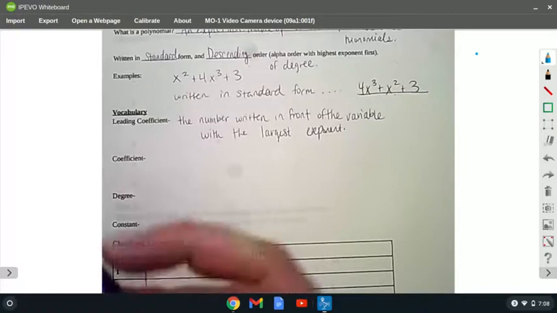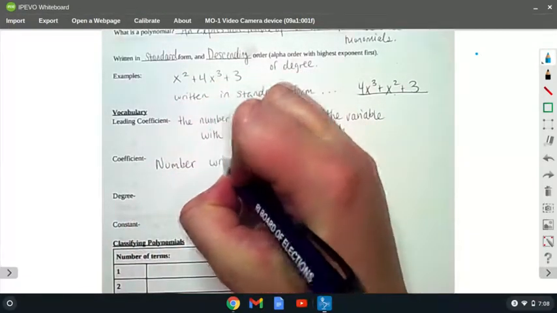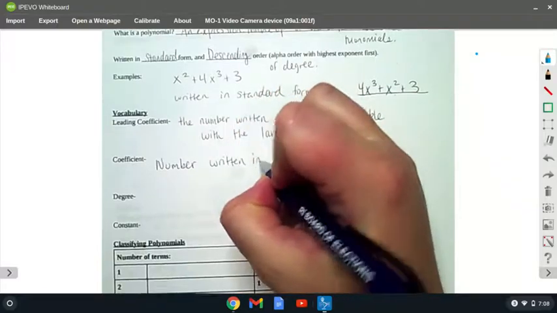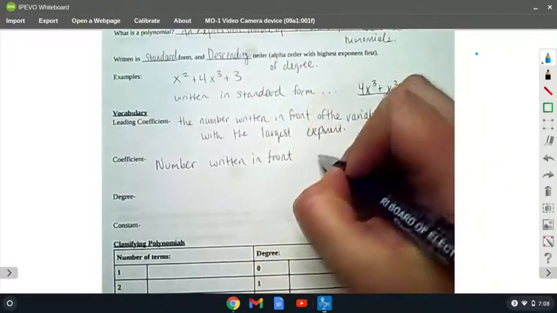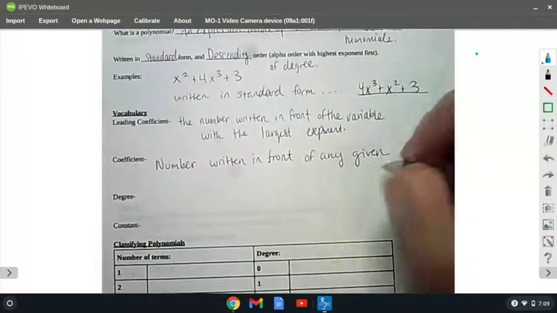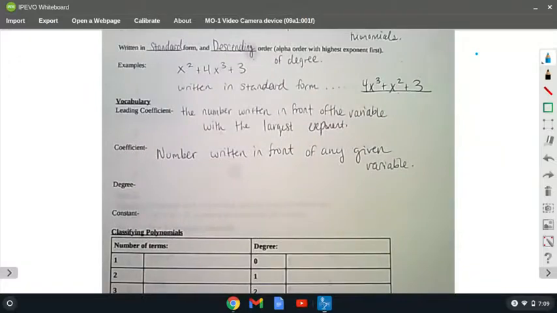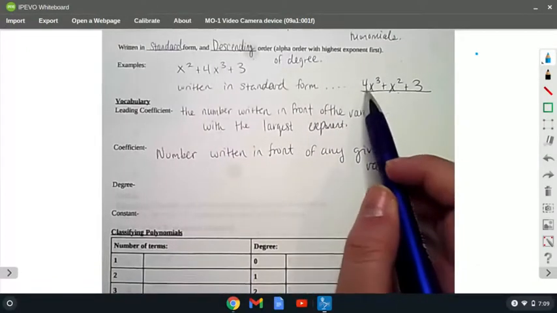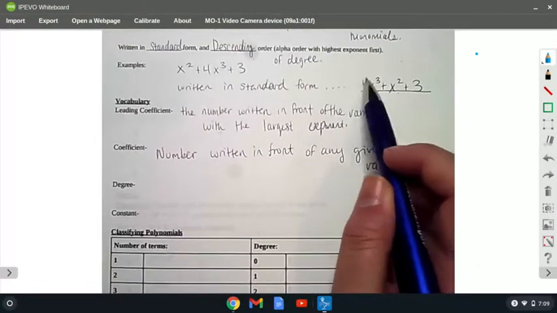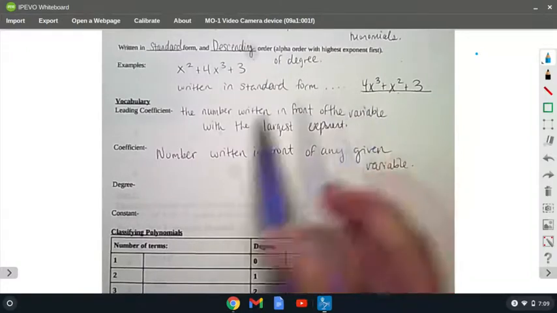Our coefficient in general is a number written in front of any given variable. Something important to note here is that a coefficient is a product with the variable. So 4 and x cubed, 4 is the coefficient, but it's a product to that variable in the sense that it multiplies.